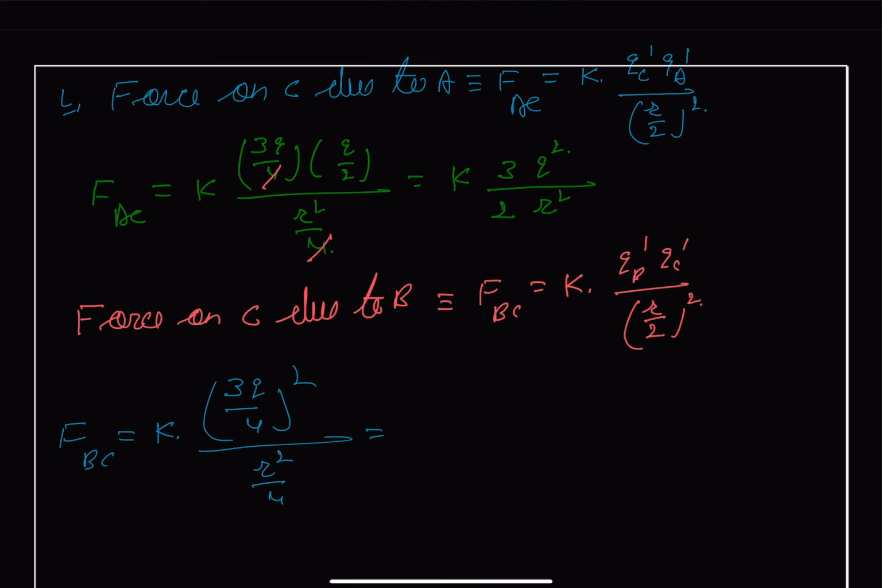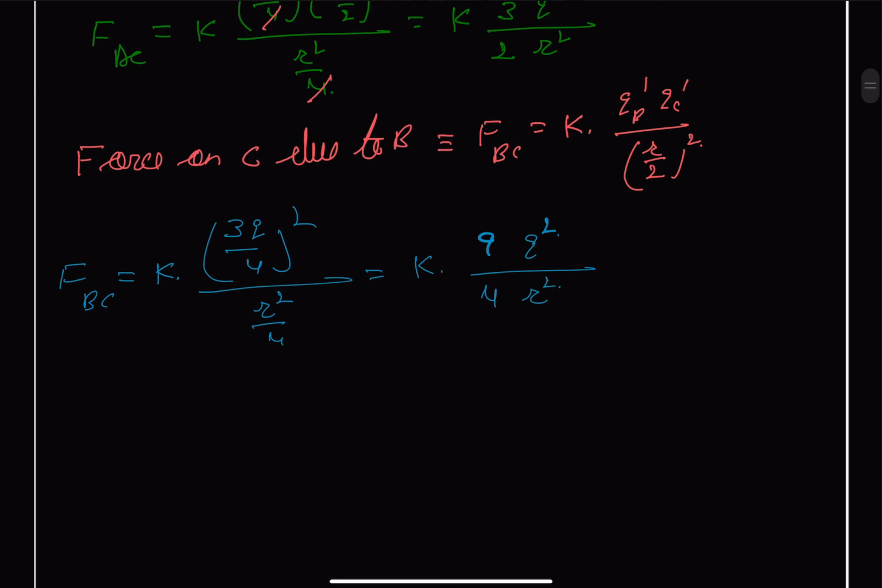This will be giving us K, and this 4 goes by this 4. This is 16 and 4, so we are left with 9Q square, and here we have 4R square. Now both forces are in opposite direction, therefore we can say net force, let us call that F, will be equal to F_BC minus F_AC.